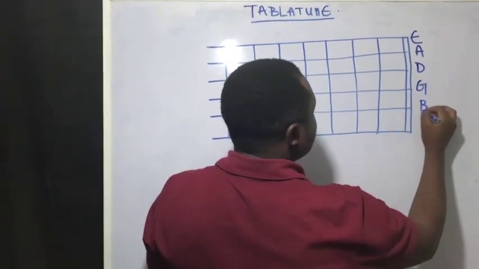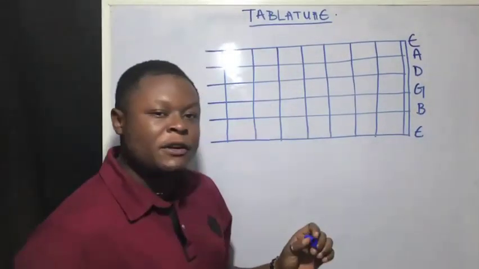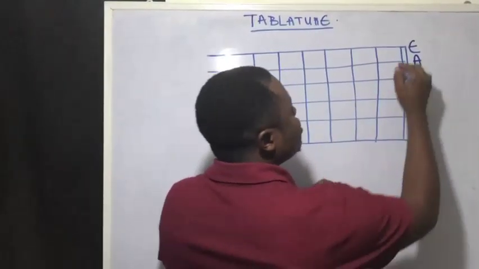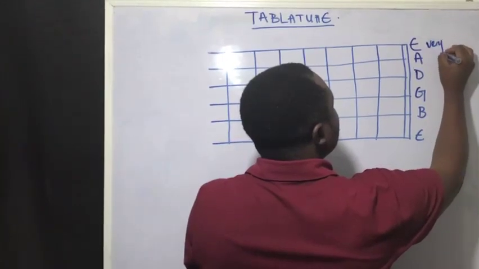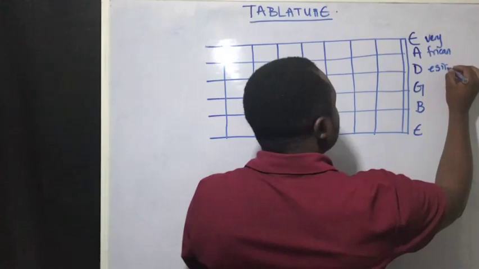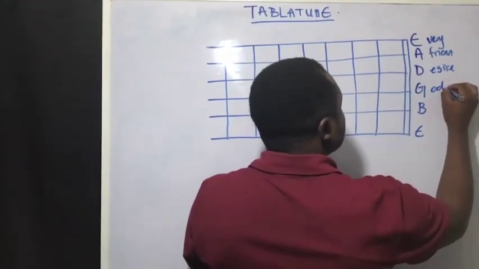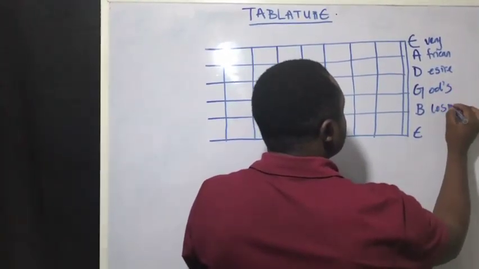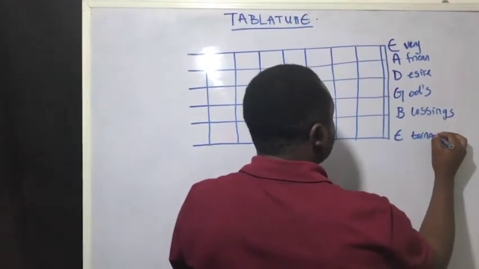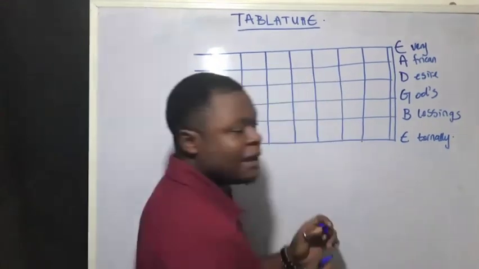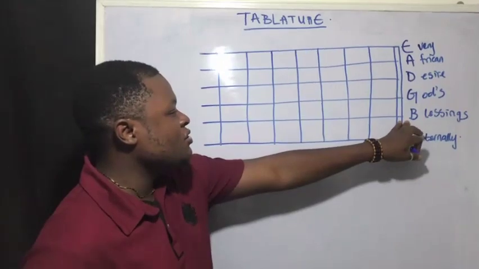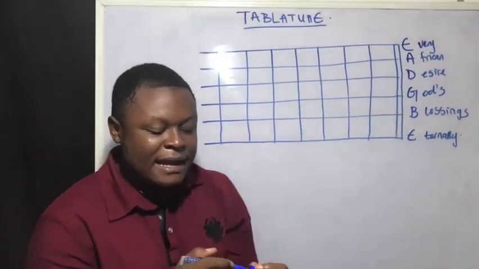G, B, and E. Now, in order for you to easily remember this, you can have it this way: Every African desire God's blessings eternally. Do you all get it? Now, don't ask me why E is on string 6 and B is on string 2 or anything. That's how it is given.